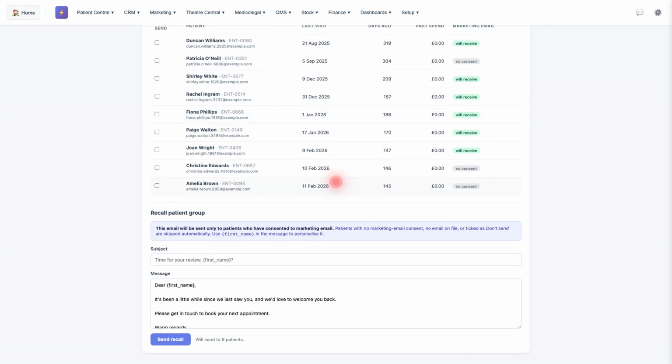Now the useful part. You can write one friendly message and send it to the whole group at once. Tick anyone you would rather not contact. And notice this line. It only ever emails patients who have agreed to marketing, so you stay on the right side of the rules. One click here, and every one of them gets a personal recall.